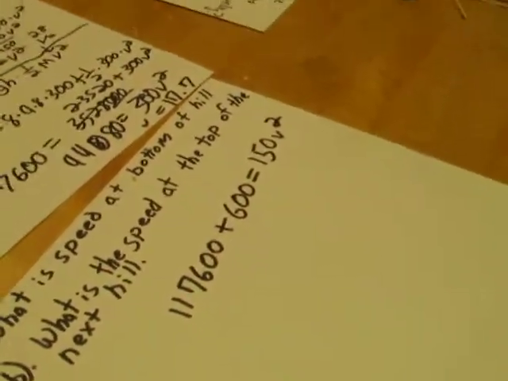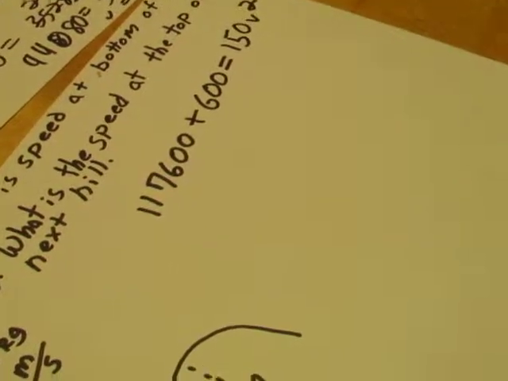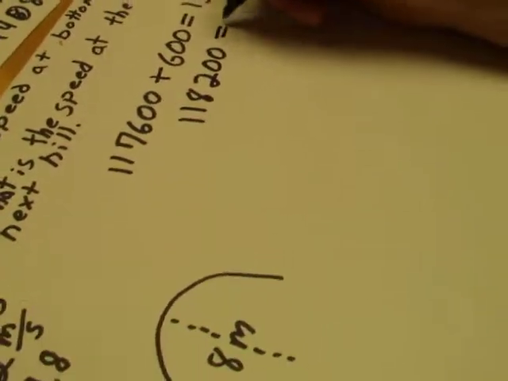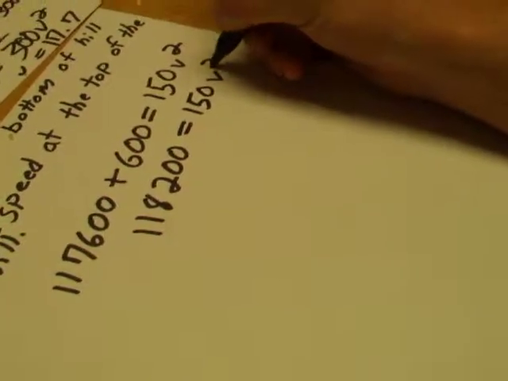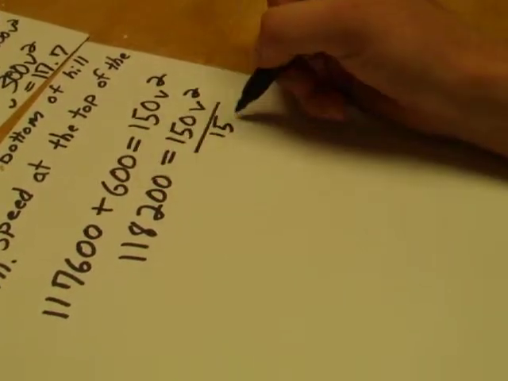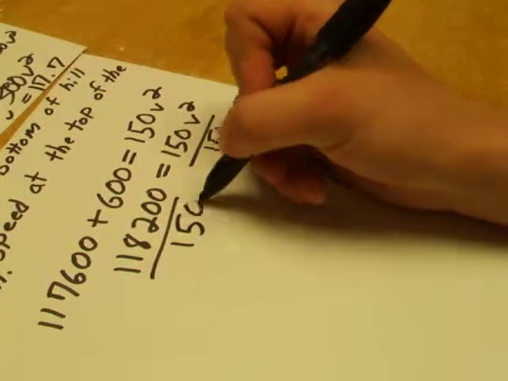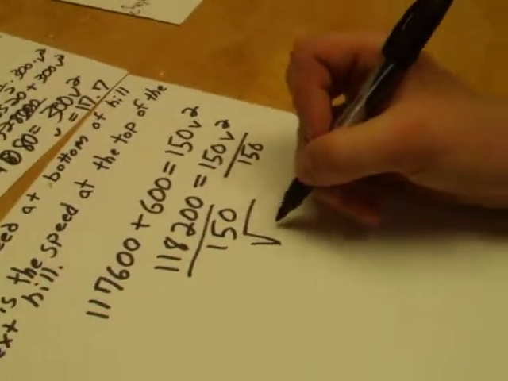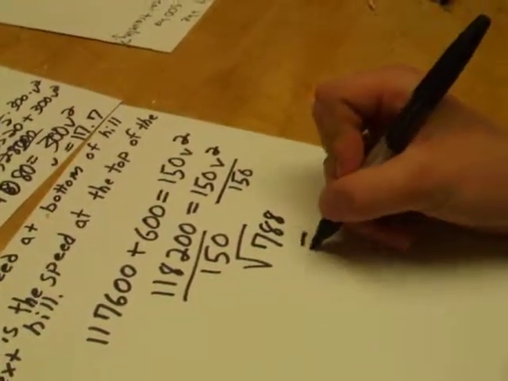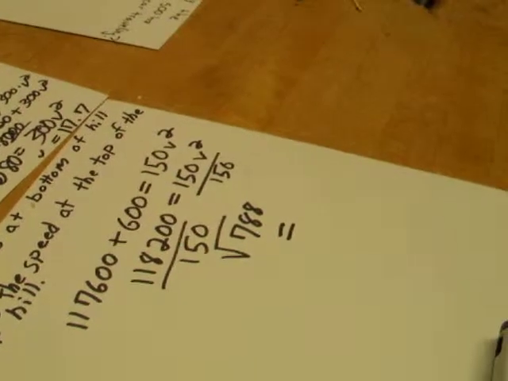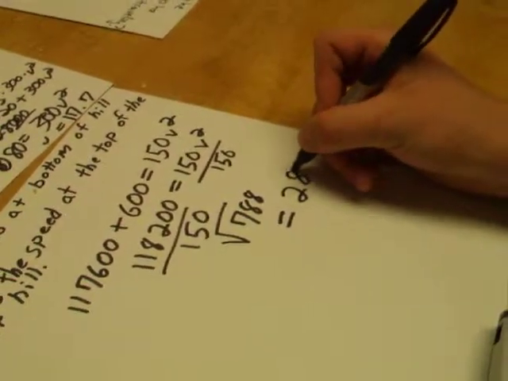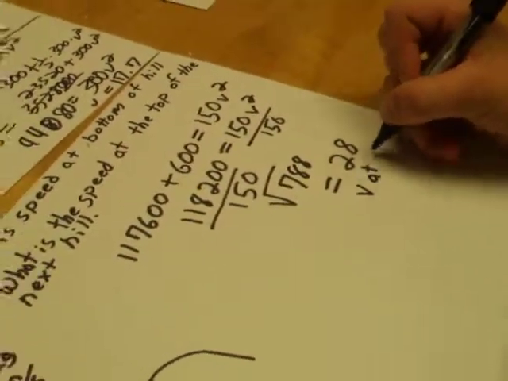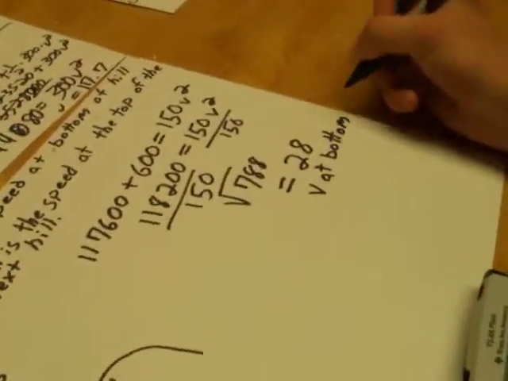If you add those two together, you get this number, 118,200 equals 150 v squared. Divide by 150, and then take the square root of that. Square root of 788 equals 28 point decimal, but we're just going to call it 28. So that is our velocity at the bottom, which answers part A.